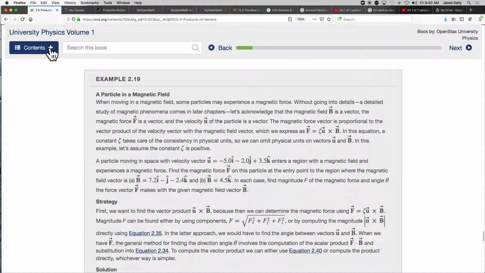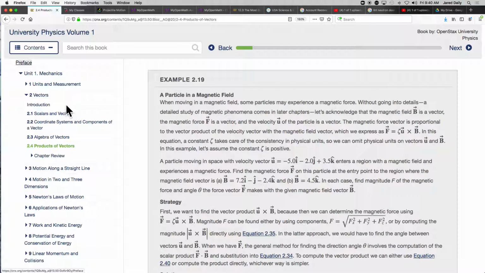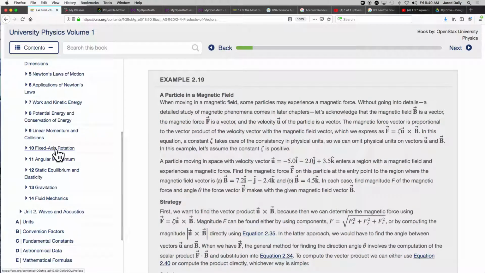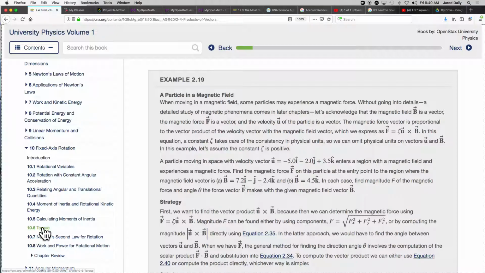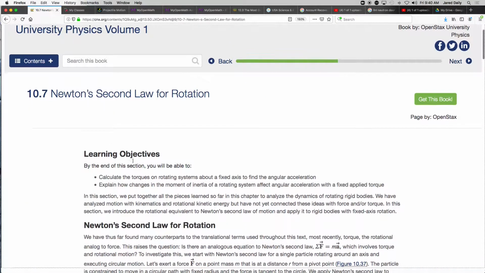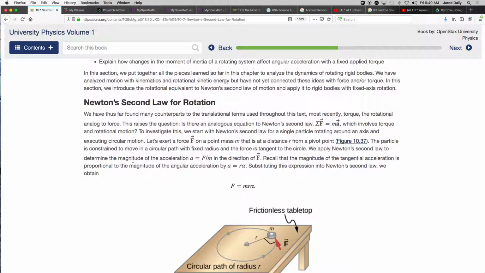Let's go back to chapter 10. All right, so anyway, now that we've learned about what torque is, what else can we do with it? Well, it turns out that since torque is something that is caused by force, and the torque is kind of like the rotational version of force, you could kind of think of it like that, then we can actually move on and make an analog for Newton's second law in rotational form.